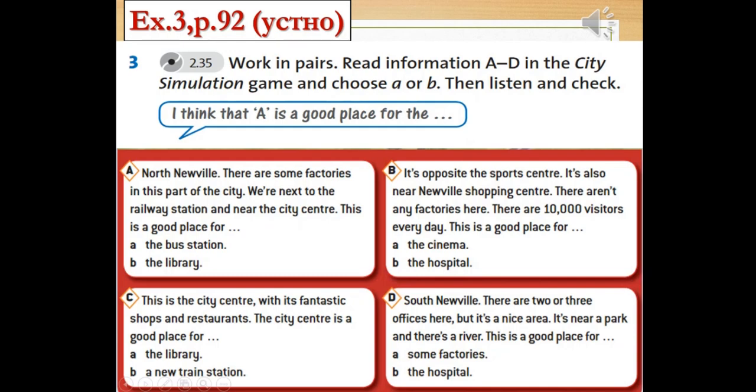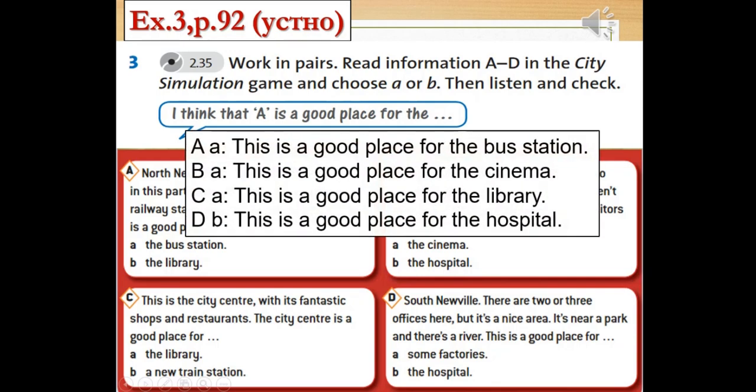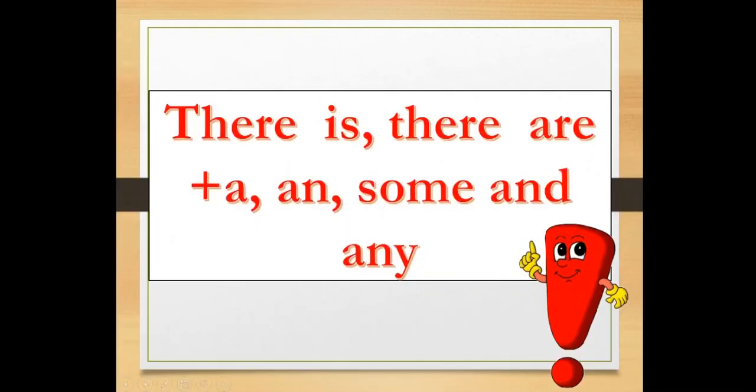Let's check. Давайте проверим. A. This is a good place for the bus station. B. This is a good place for the cinema. C. This is a good place for the library. D. This is a good place for the hospital.